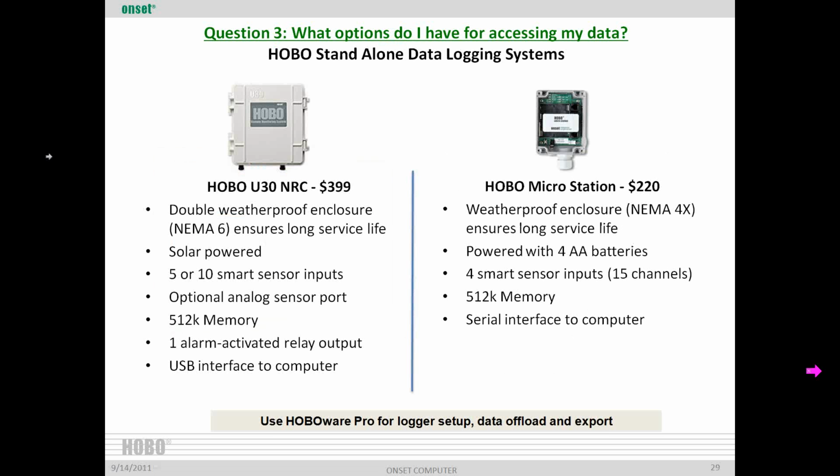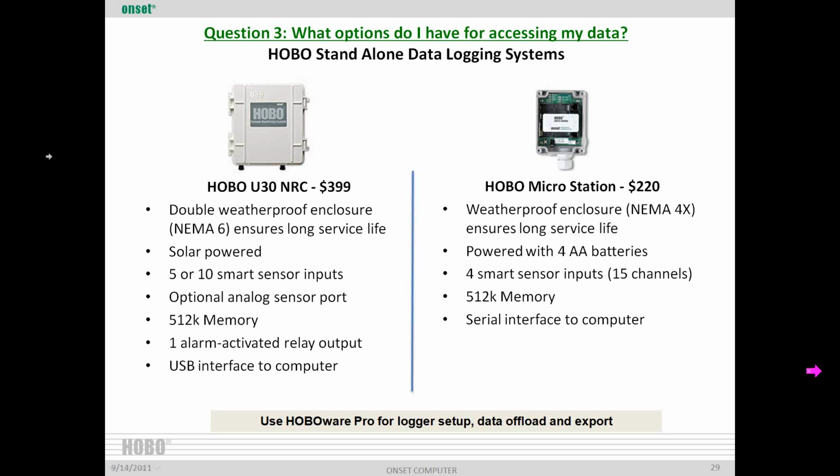Now let's take a look at your options for standalone stations. HOBO standalone stations are your most cost-effective option, but you have to go to the station to retrieve the data with either a notebook computer or one of our data shuttles. You can retrieve the data when you do your site visits or at the end of the season.